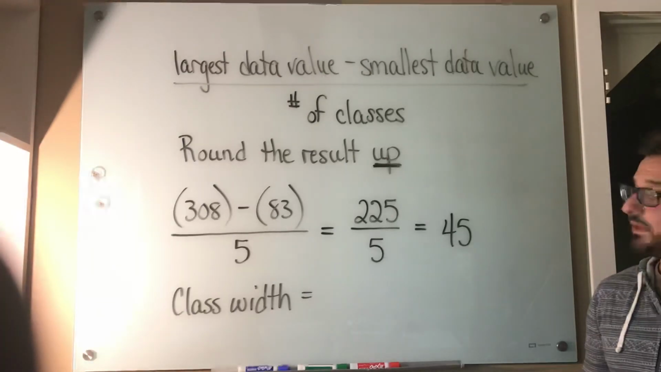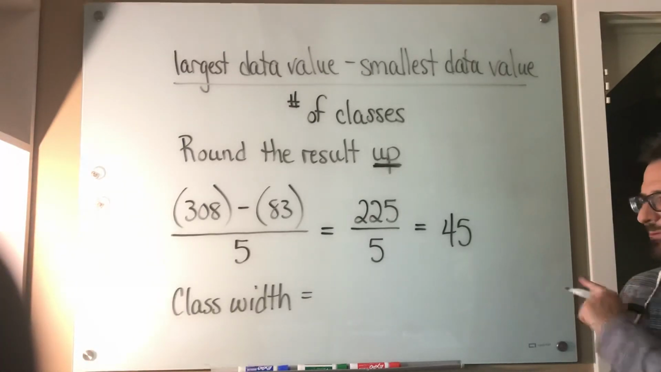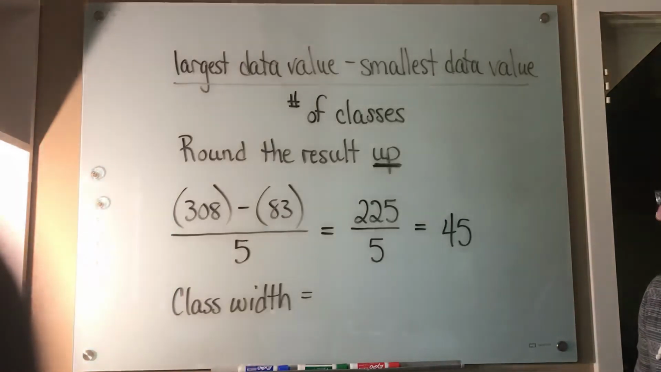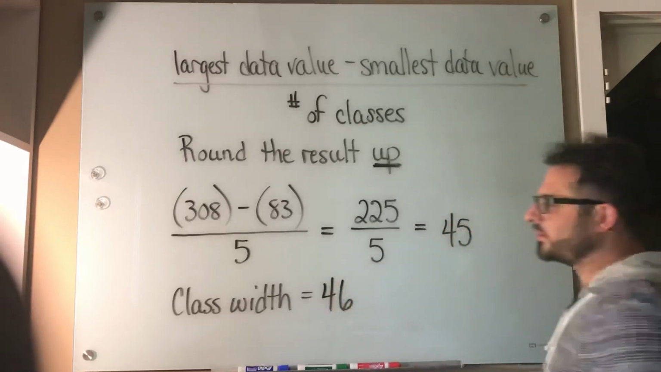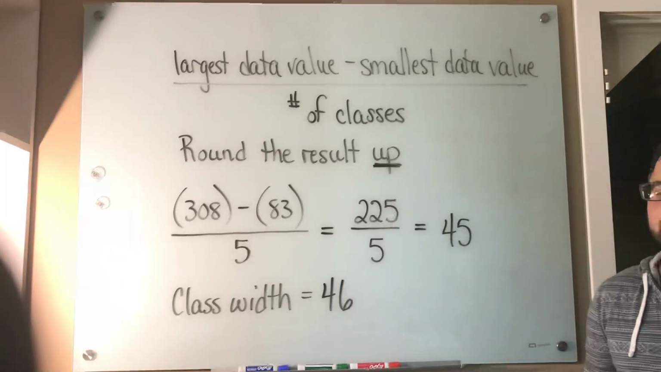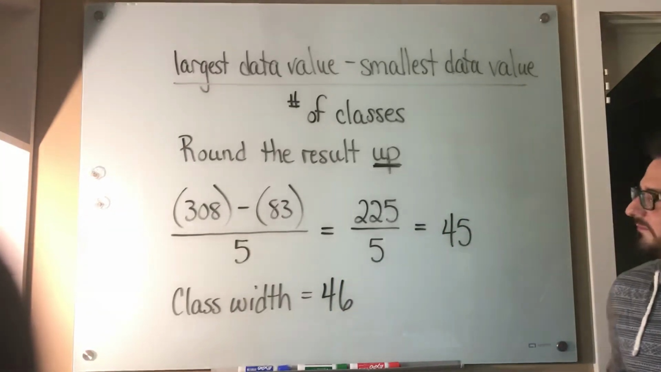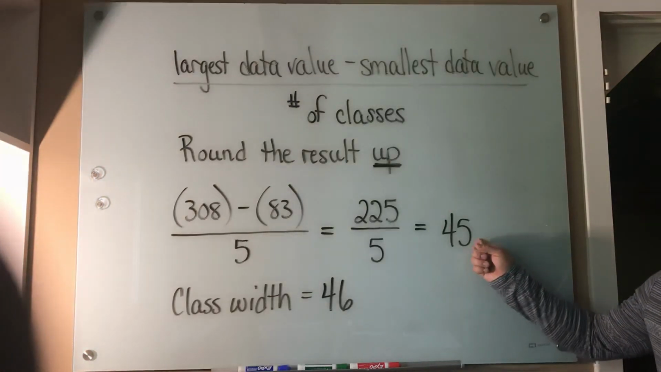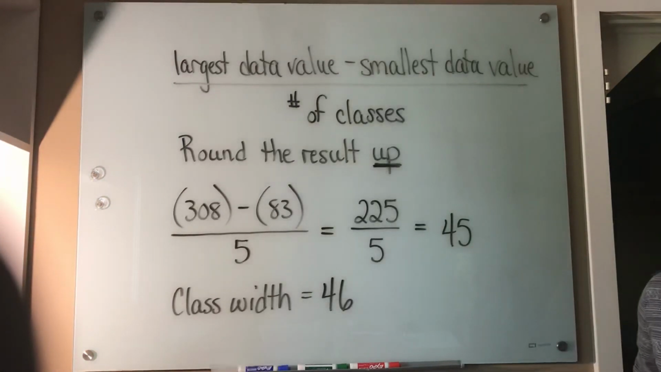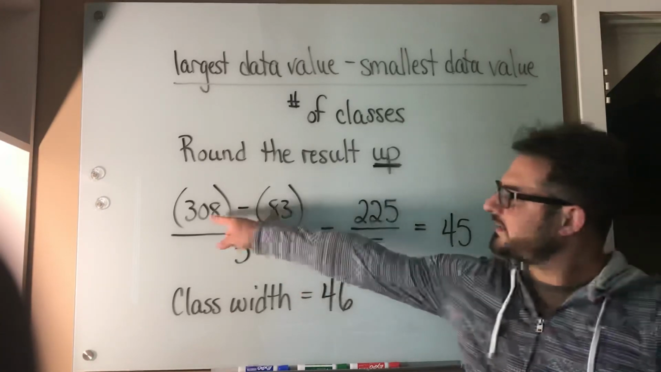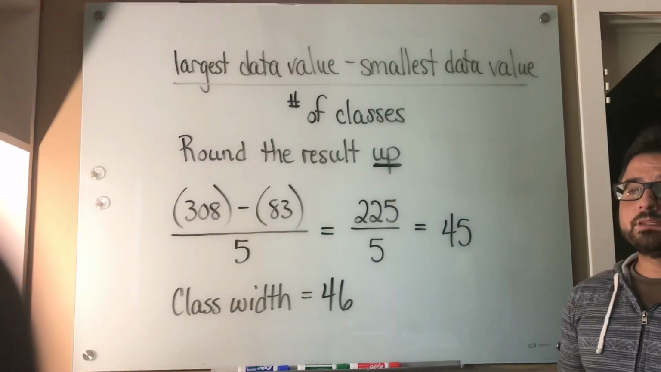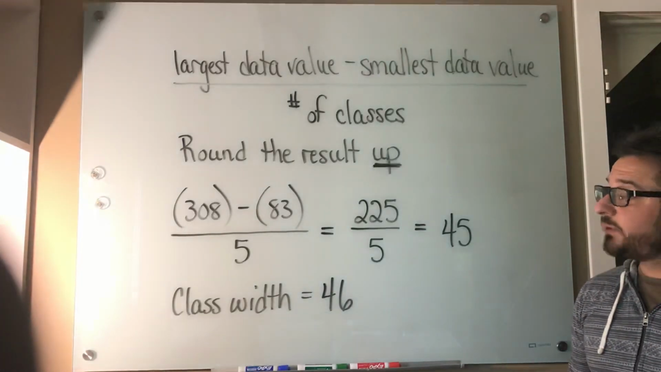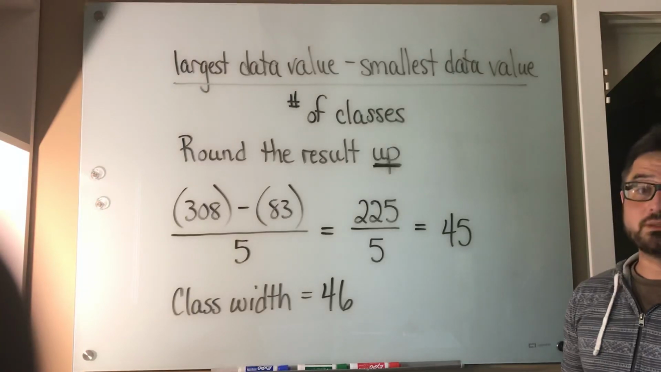But that is not our class width. Again, this one's trickier to understand, and I will demonstrate this in a future video. We will again round up. We always round up. Whatever value we get out of here, we always go to the next, well, in this case, whole number. The reason we're using whole numbers here is because the data set is in whole numbers. If the data set was measured to 2 decimal places, we would round up to 2 decimal places.